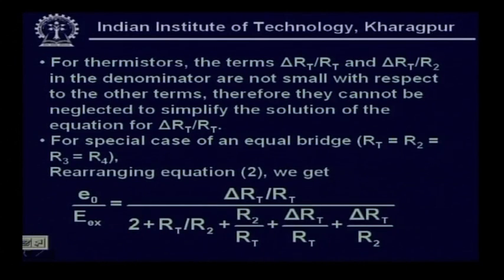For the special case of an equal bridge, R T equal to R 2 equal to R 3 equal to R 4. Rearranging equation 2, we get E naught by E x equal to delta R T by R T upon 2 plus R T by R 2 by R T plus delta R T by R T delta R T by R 2.